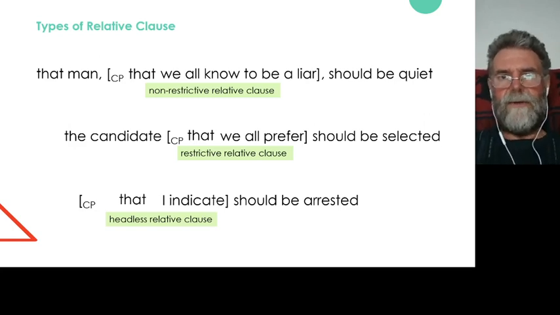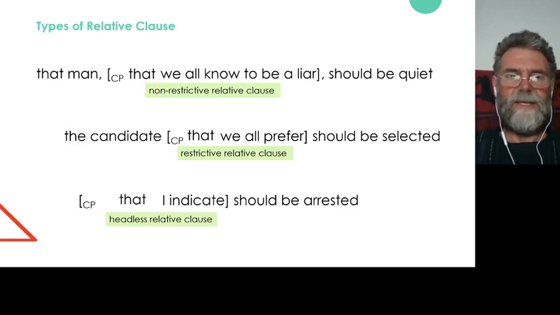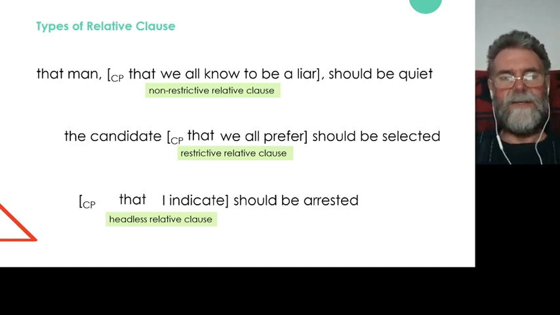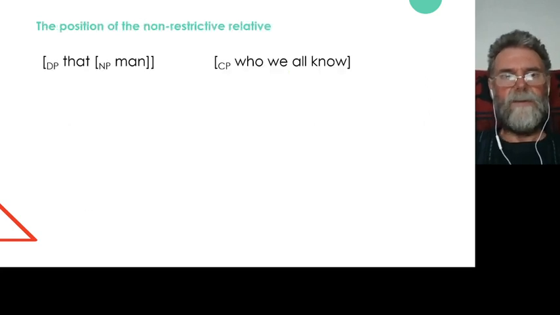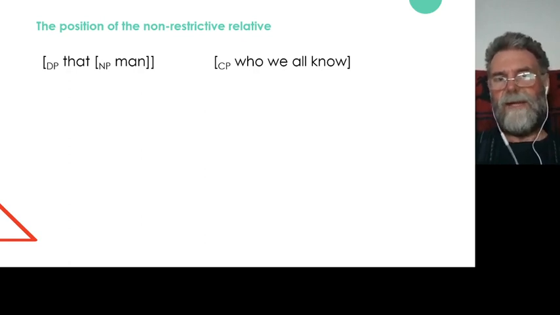Let's move on now to have a look more at the workings of these clauses, and we'll take them one at a time and have a look at how they are positioned inside the DP and what their internal structure looks like. We'll start with the non-restrictive relative clause. So we see that we've got a relative clause which basically is a modifier of some phrase in the DP. Now the thing is, typical DPs are made up of two phrases, one inside the other. We have the full DP, that man, but inside that we also have the noun phrase man.